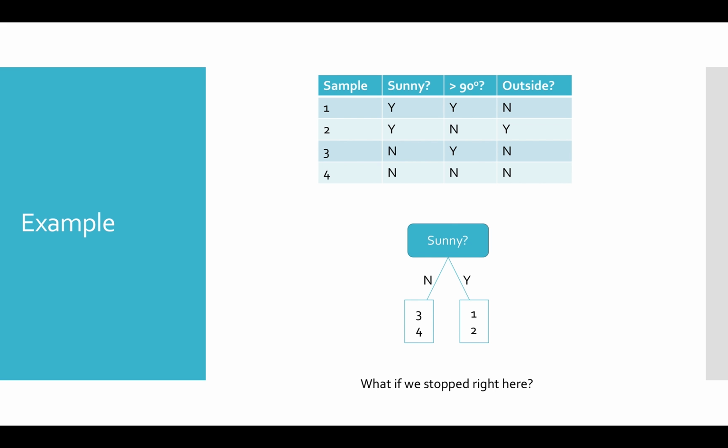What if I built this tree and I was like, okay, I'm done? If we stopped right here, how would we do on the training data? So the training data is this data that's available to us that we're using to build this tree. Well, let's look at it. Samples 3 and 4 have a label of no, so I shouldn't go outside. Okay, and samples 1 and 2 have a label of no and yes, respectively. So how well could we predict whether or not we should go outside?